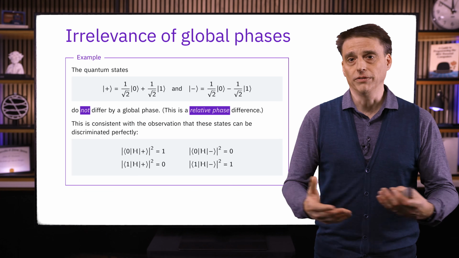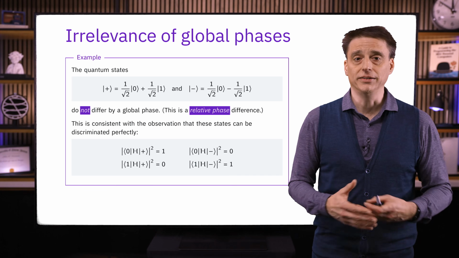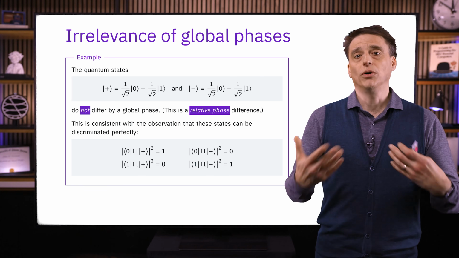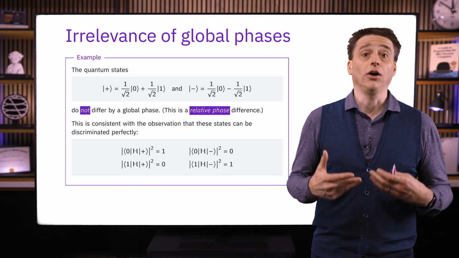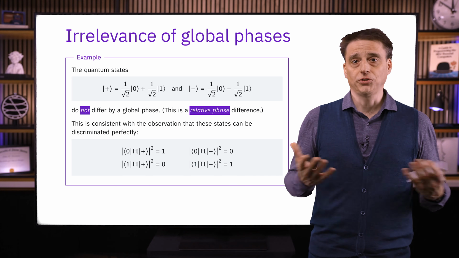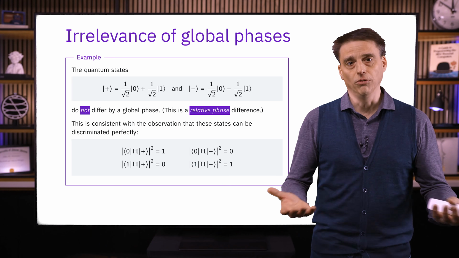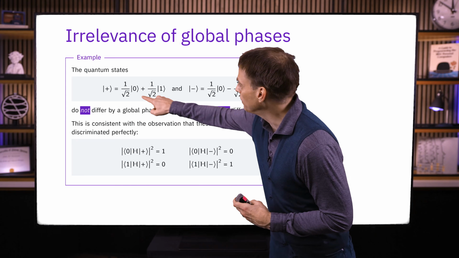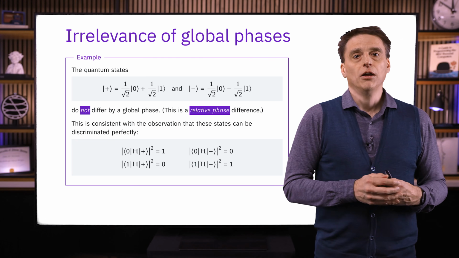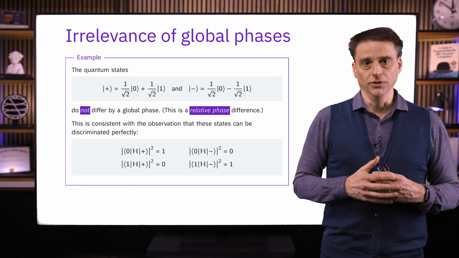These are orthogonal vectors, so they're linearly independent. To say that two quantum state vectors differ by a global phase is equivalent to saying that the vectors are linearly dependent. So certainly these vectors don't differ by a global phase. It's true that the only difference is that this plus sign turns into this minus sign, but that's what we call a relative phase difference.